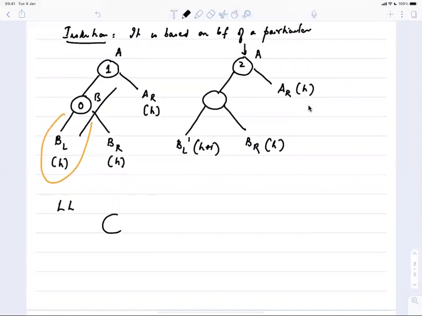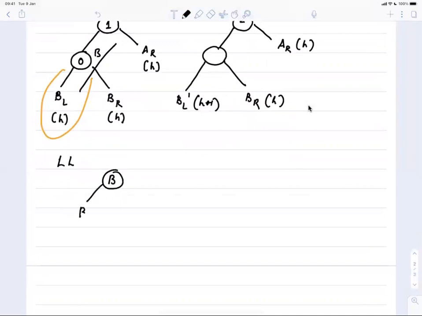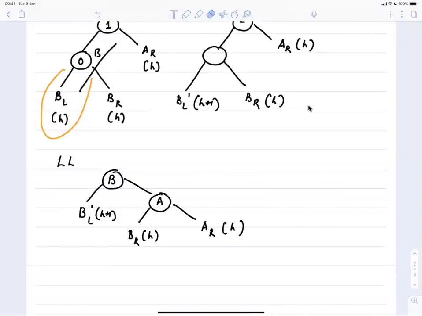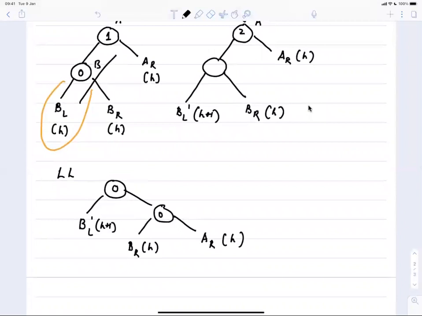So what happens here? B becomes the root, BL prime of height H plus 1 is one subtree, and since B becomes the root, its right subtree becomes the left subtree of A. And A still has the right subtree of height H. Now this becomes 0, and this one is also 0. Okay, this is your new balanced tree.